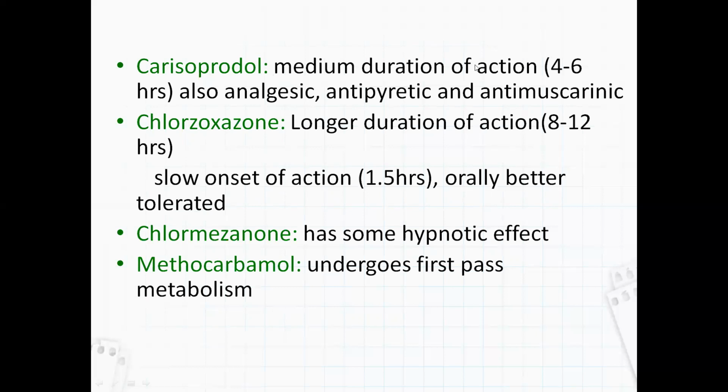Carisoprodol has a medium duration of action, 4 to 6 hours, and it also acts as an analgesic and antipyretic, and it also has an anti-muscarinic effect. And chlorzoxazone has a longer duration of action, like 8 to 12 hours, but a slow onset of action, starting at about 1.5 hours, because other drugs in this group start their action within 30 minutes or so. It is taking considerably longer than other drugs in its group.